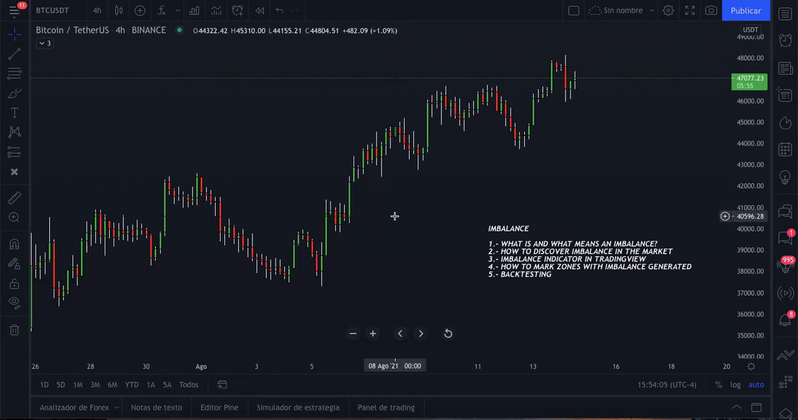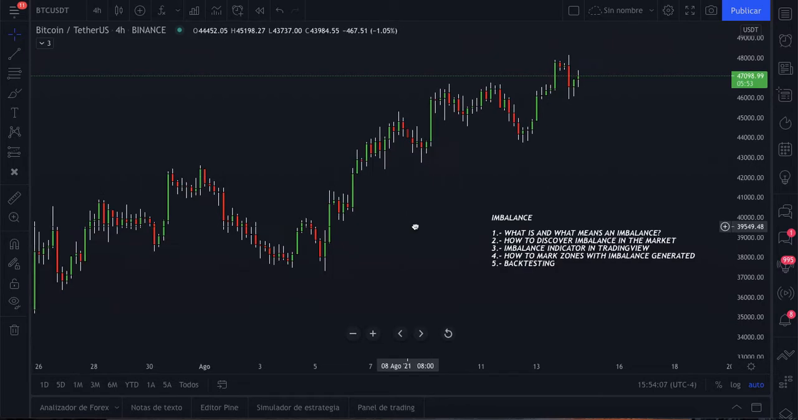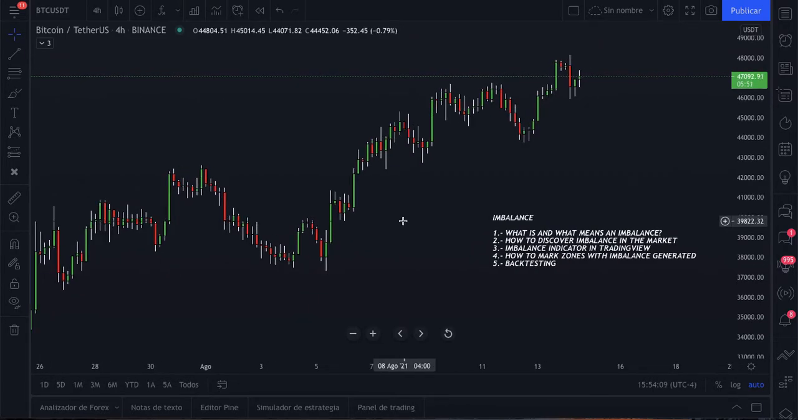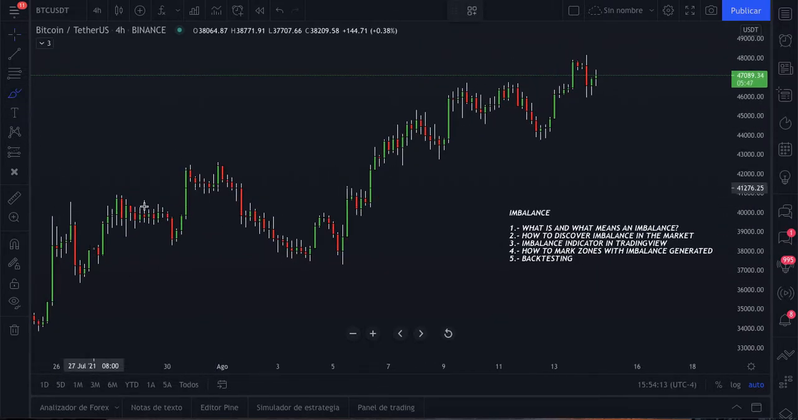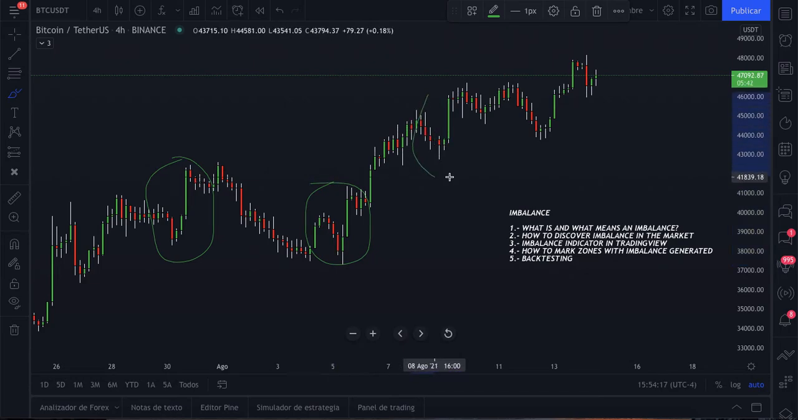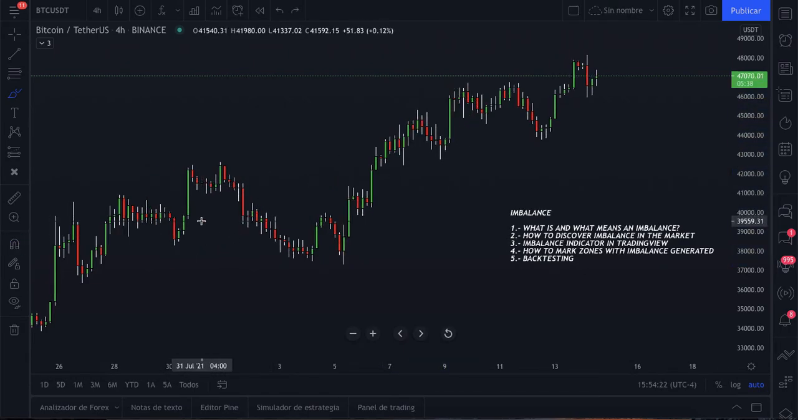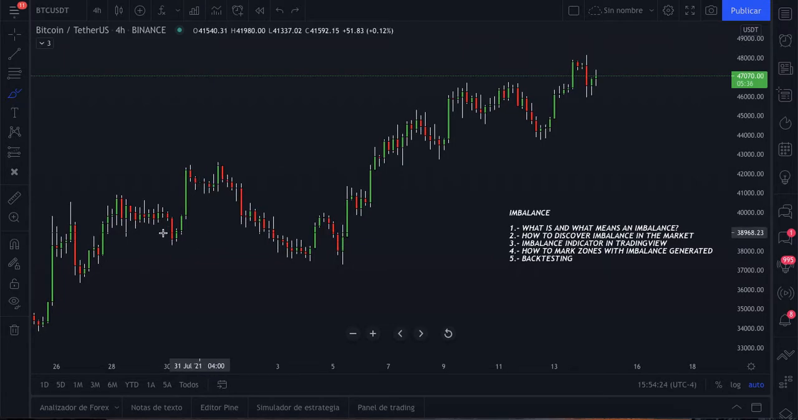How can I set up the imbalance indicator in TradingView? Because here, okay, here we have a big candlestick. But how can I recognize little imbalances that can also help me? Maybe here we have one, maybe here, maybe here.